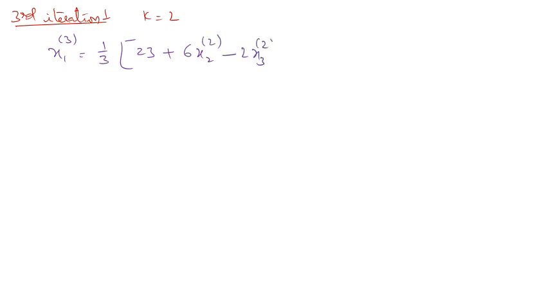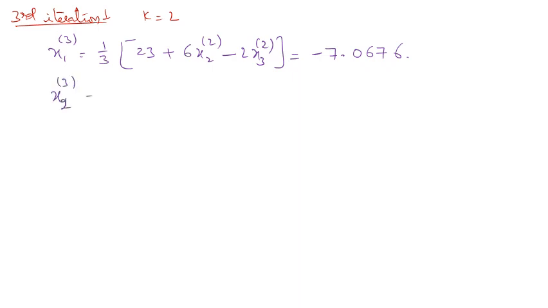Third iteration means k equals 2. Then x1 value at the third stage is 1 by 3 times (23 plus 6 x2 at second level minus 2 x3 at second level). This value is minus 7.0676, so again it oscillates. What was the previous value? Minus 0.0982. Now this is minus 7 point something.